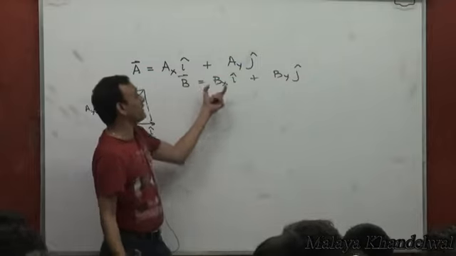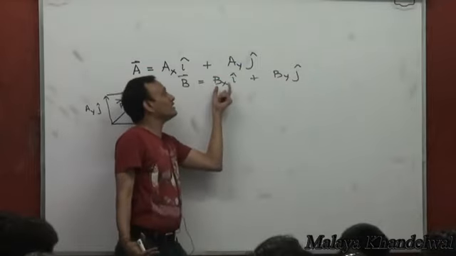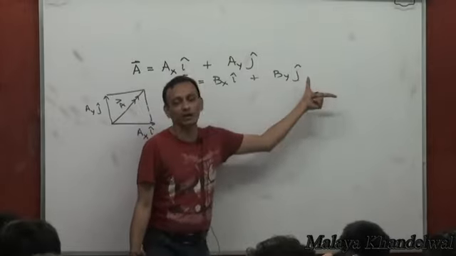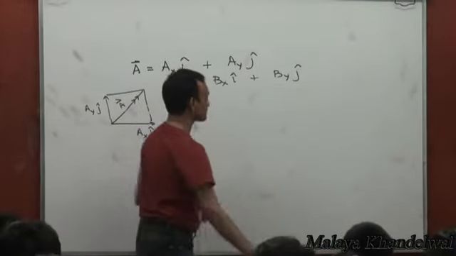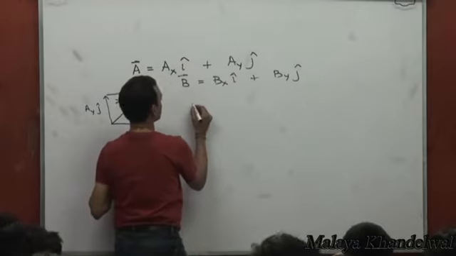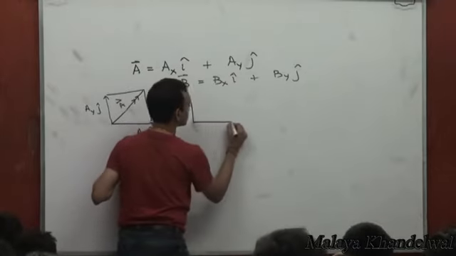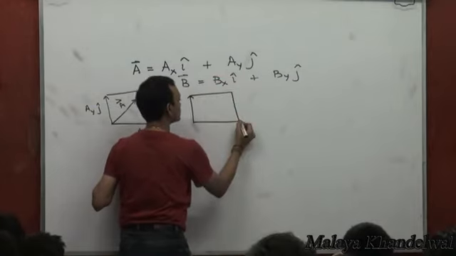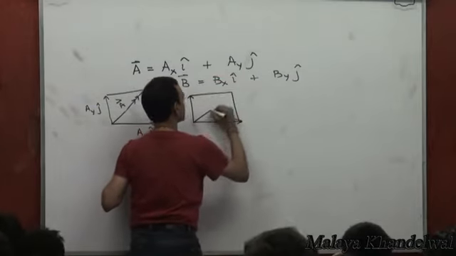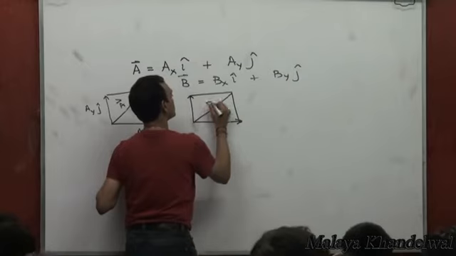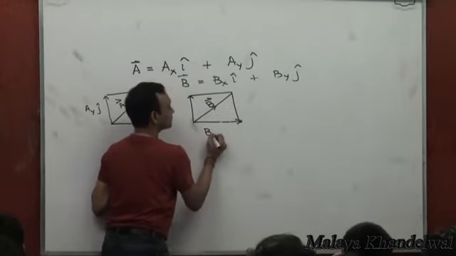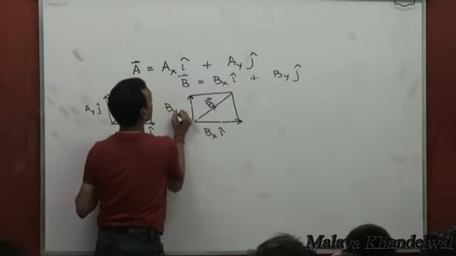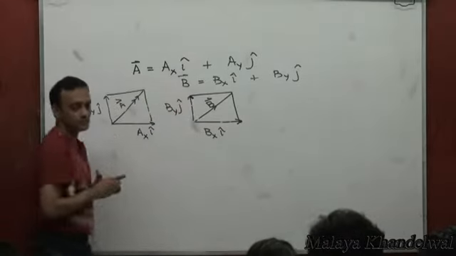That means B could be replaced by two vectors, one of magnitude bx along the x-axis, the other of magnitude by along the y-axis. bx i cap, by j cap. Yes or no?